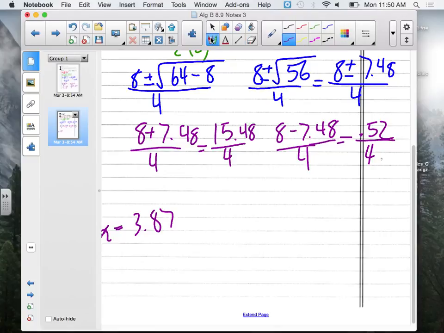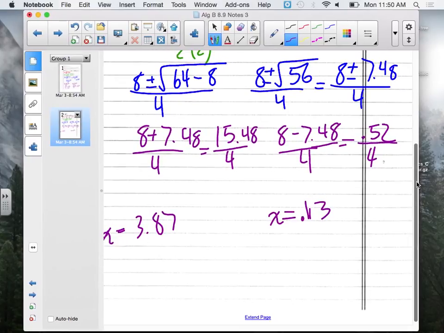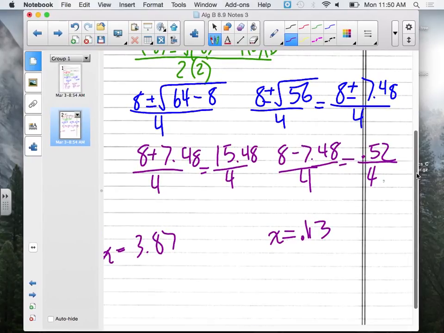All right, what's 0.52 divided by 4? Someone raise their hand and tell me. Stefan? 0.13. All right. Do we get two solutions? Yes. Is our discriminant positive? Yes. Good. That's the way it should be.